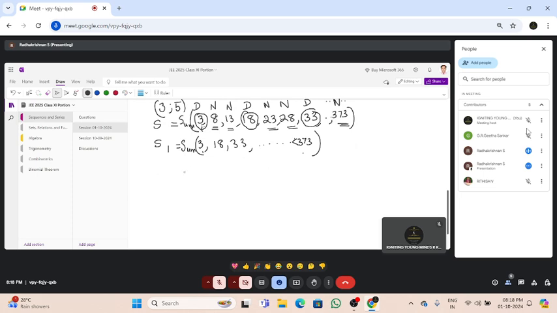Sum of the series S is going to be n by 2 into A plus L, where L is the last term. We have that. A is the first term, that is also there. All we have to do is compute n. N is not given, but we have to calculate n using the formula L minus A by D plus 1.